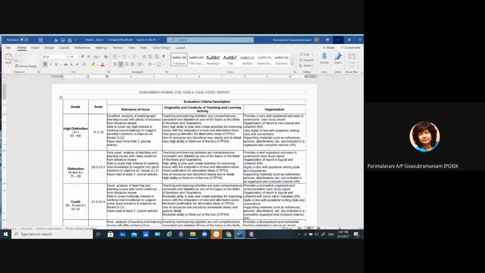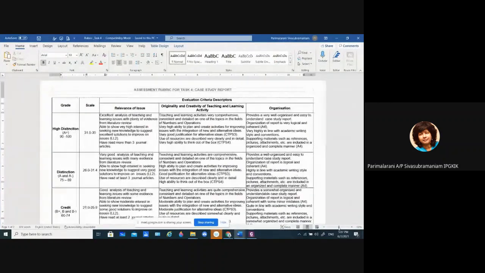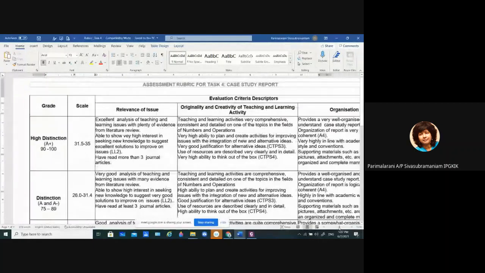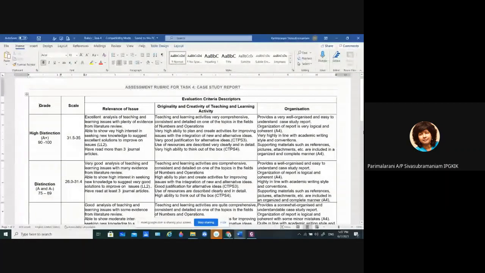Let's just look at the rubric first. The criteria for this assignment, Task 4, are three. One is relevance of the issue. We want to see if you can do an excellent analysis of teaching and learning issues with plenty of evidence from the literature. For A plus, you need to have read more than 3 journal articles, meaning 4, 5 and so on. You don't have to read so many; 4 is enough to qualify for A plus. Anything less than 4 will go to A.